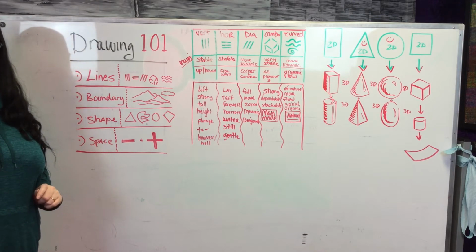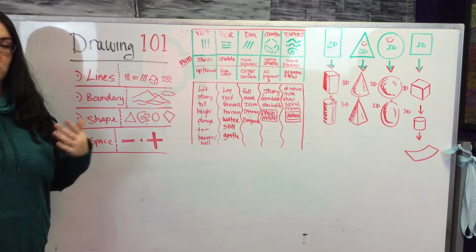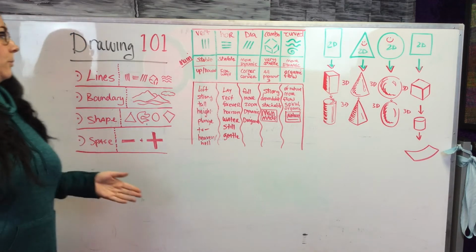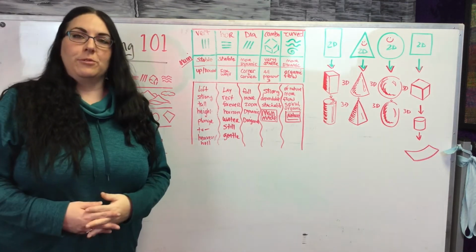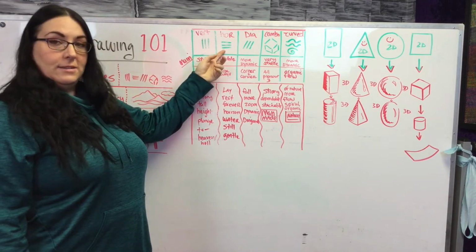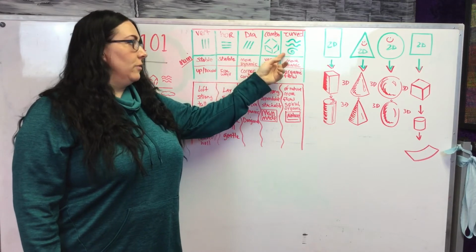All right, so stay tuned if you want to learn about how lines work and the reasons we use them, and how to communicate more effectively when you're doing your drawing. So, the first thing we're going to discuss today is lines. Lines come in a couple different variations. We have vertical lines, horizontal lines, diagonal, combination lines, and curved lines.